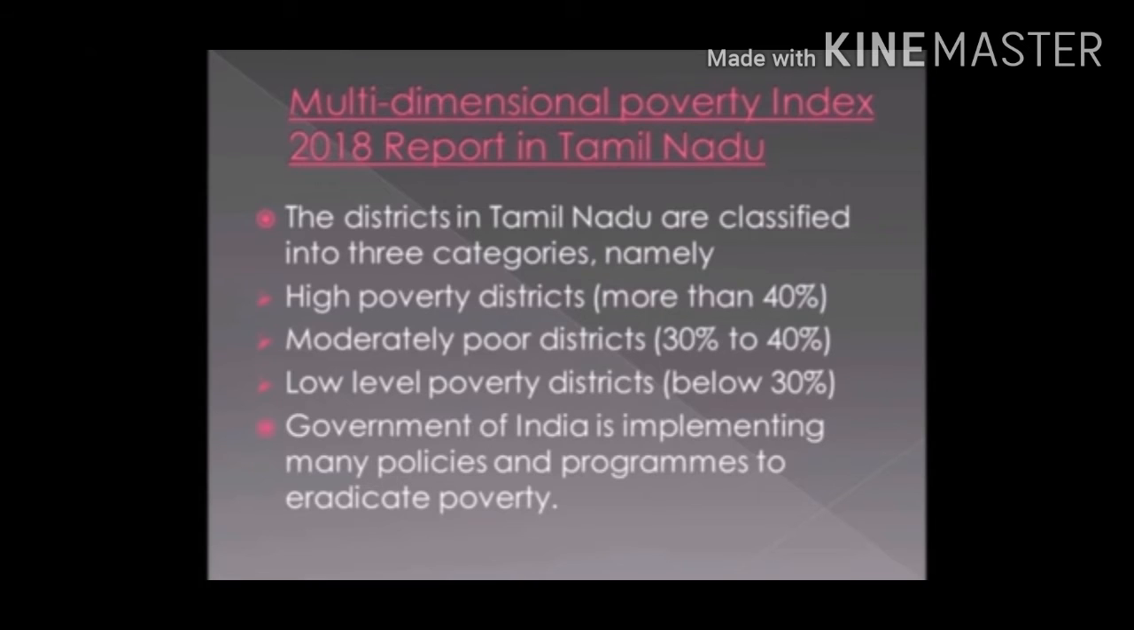Multidimensional Poverty Index 2018 report in Tamil Nadu. Over the last decade, Tamil Nadu has made significant progress in poverty reduction. The districts in Tamil Nadu are classified into three categories, namely high poverty districts, with more than 40% of population living below the poverty line, moderately poor districts, 30% to 40%, and low level poverty districts, below 30%. After 1994, poverty has declined steadily in both the rural and urban areas of Tamil Nadu, and the state has a smaller share of India's poor relative to its population.